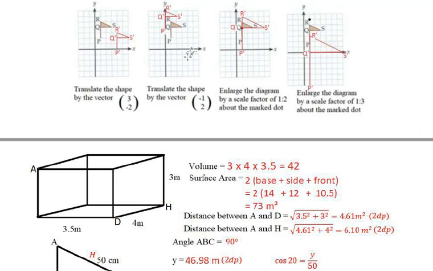Okay, next one, translate the shape by the vector -1, -2. It means we're going to go backwards in the left direction, -1, so back 1. And then we're going to go up 2. Okay, so we started with R. To get to R dash, we go back 1 in the left direction, then up 2 to get R dash. And you do it for all the other points as well. And you can draw in the figure after that.